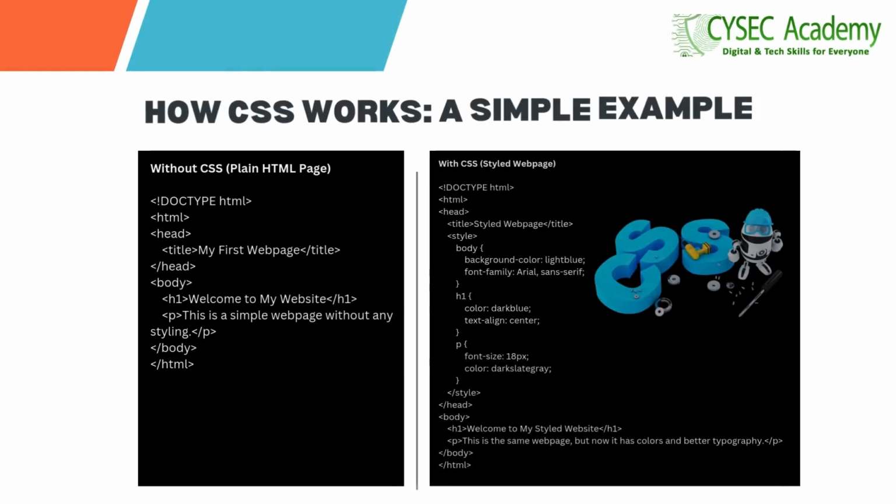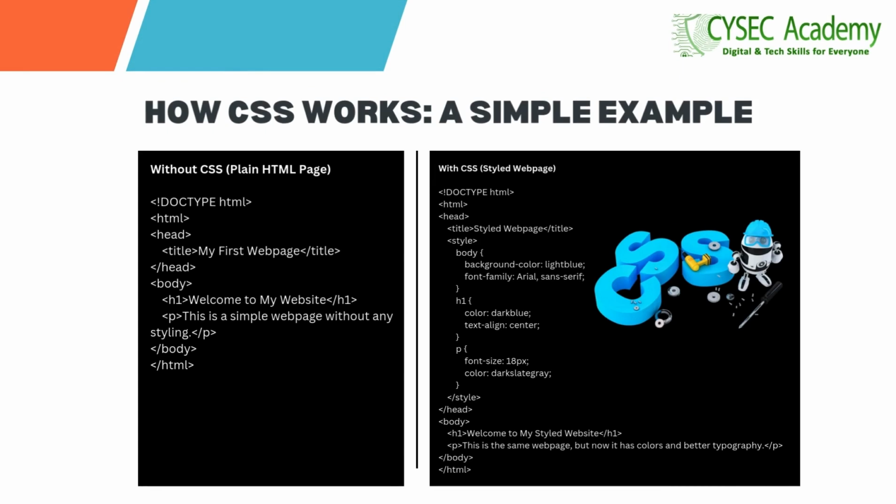How CSS works, a simple example. To understand how CSS works in practice, let's take a basic example. The code on the left side of the screen will display plain black text on a white background without any visual appeal. The code on the right transforms the web page by adding a light blue background, a center-aligned heading with a dark blue color, and a paragraph with better font size and color.